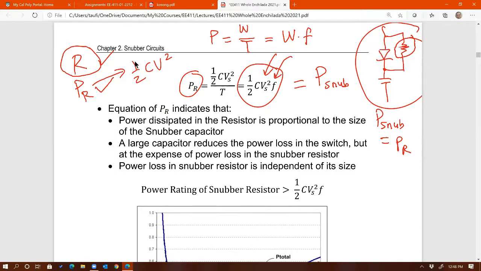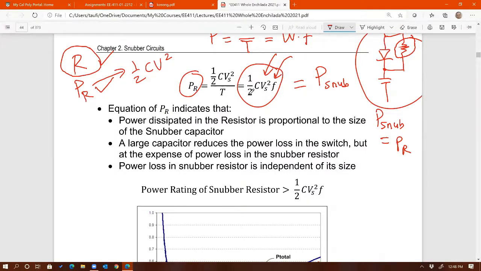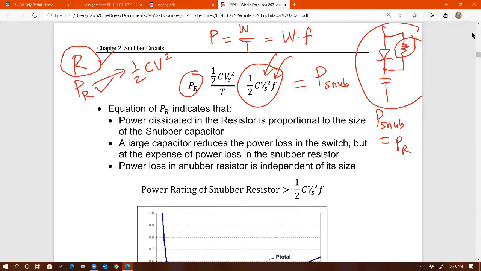Now you see the trade-off of these snubber circuits. If I go back to it, keep in mind, PR is equal to 1/2 CV squared times F. If you increase the size of C, what's going to happen with the power rating? Obviously, it's going to keep increasing as well. So the resistor that you'll be using is going to get bigger and more costly. Agree? So that's the downside of increasing capacitor value.